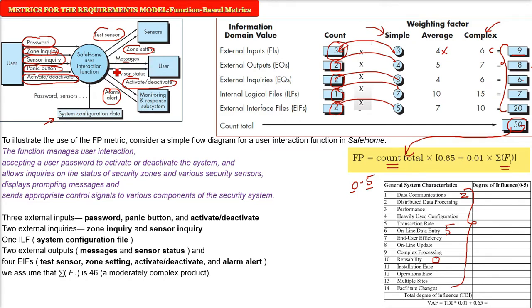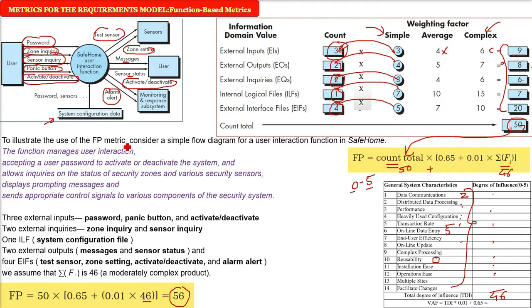Okay. So now this addition of these numbers, each number between 0 to 5 assigned to these 14 system characteristics, you add them, and I am just saying that it is 46 to make our computation easy. So this is 50. This is how much? This is 46 by adding all these. And then the final computation, 50 is the total count, 46 is the sigma fi, and the actual function point is 56.